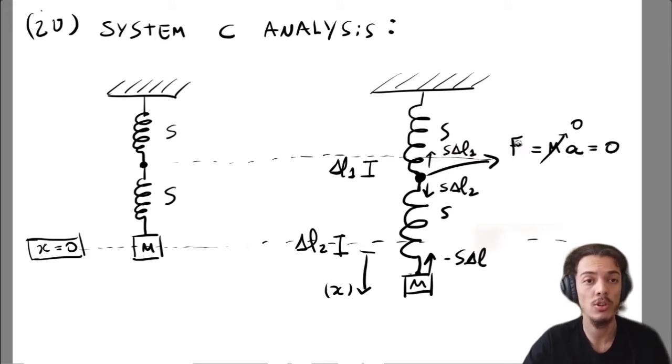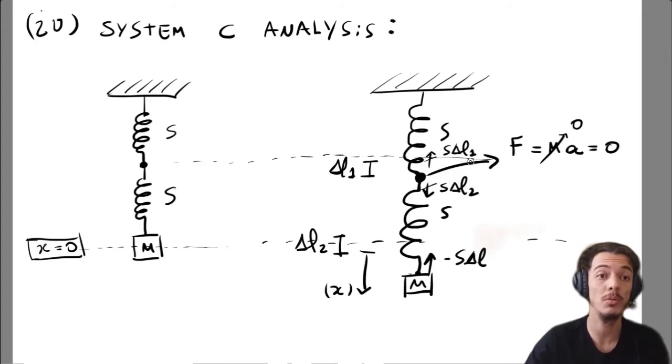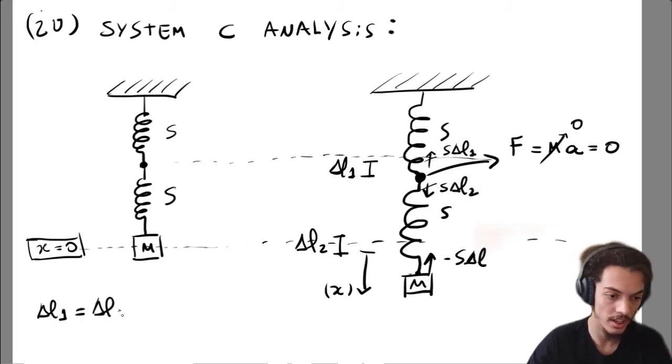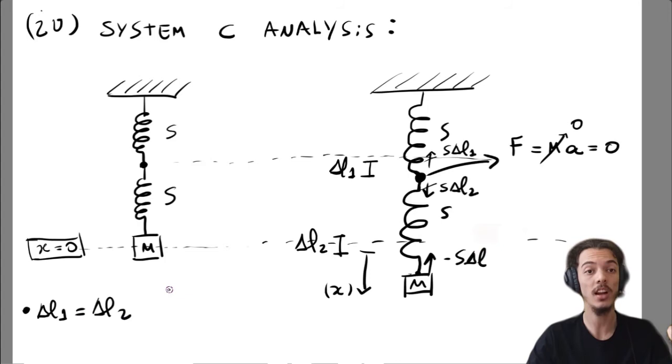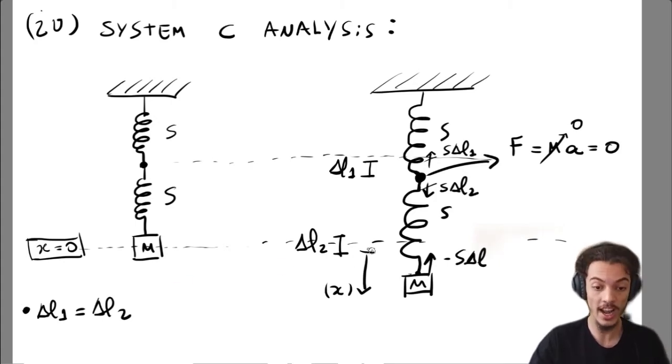So if the total force is equal to 0, it means that this force here is equal to the downward force too. And since they have the same factor S, the only way for these forces to be equal in module is delta L1 being equal to delta L2. So we can write that delta L1 is equal to delta L2, okay? But the displacement of the upward spring plus the displacement of the downward spring is the total displacement of the system, is our x, okay?